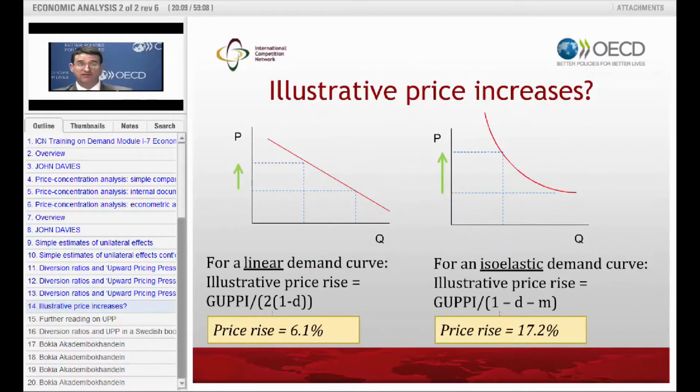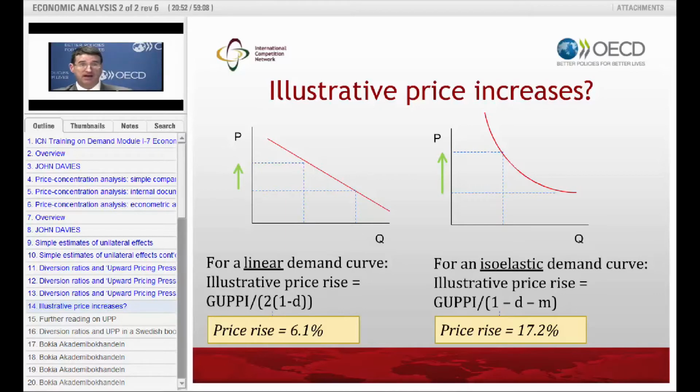I'm showing you here the simple formulae you can use to convert diversion ratios and margins into illustrative price rises. Assuming first of all a straight line linear demand curve, and secondly assuming constant elasticity or isoelastic demand, which gives you a curvy demand curve. You will get lower illustrative price rises with a linear demand curve than with a constant elasticity demand curve. I've plugged the same numbers we used before into the illustrative price rise formulae. And as you can see, the difference between the two price rises resulting from two different demand curve assumptions is quite big.